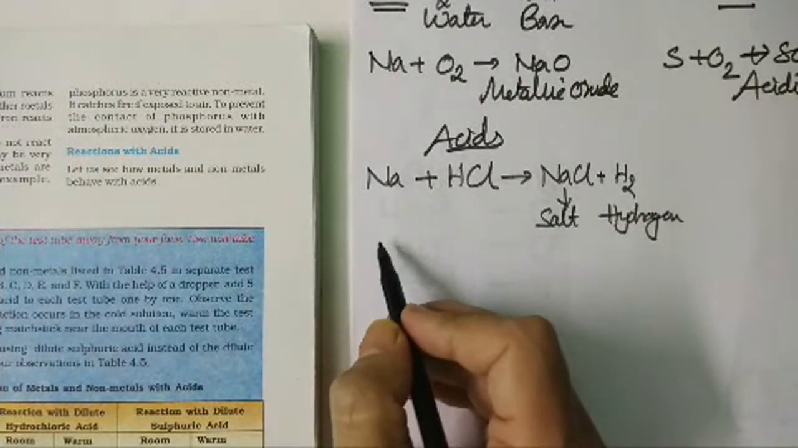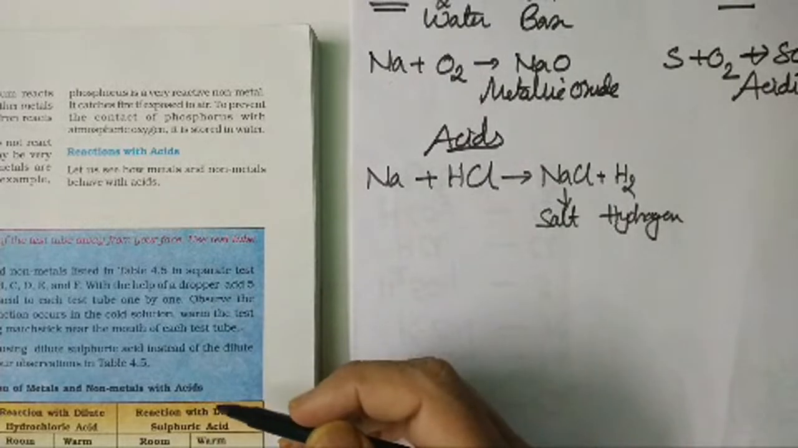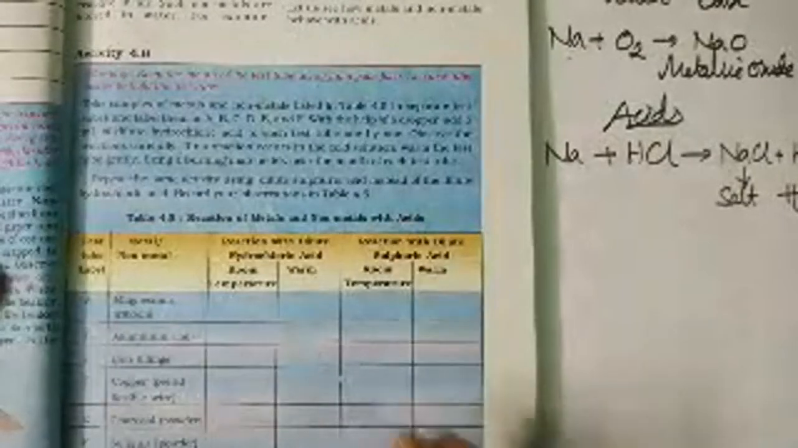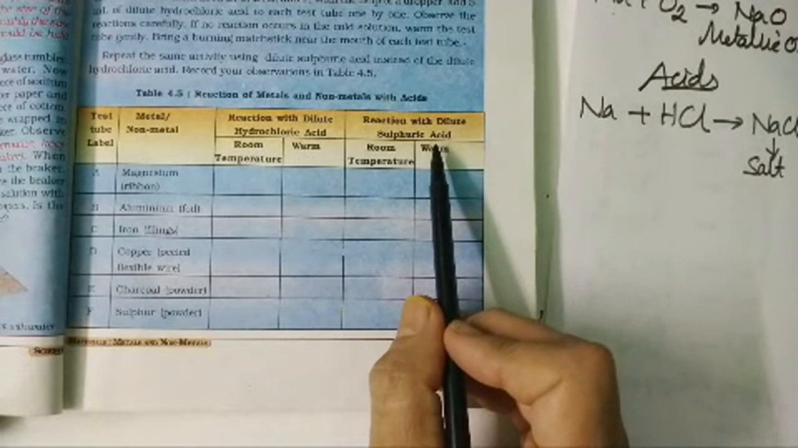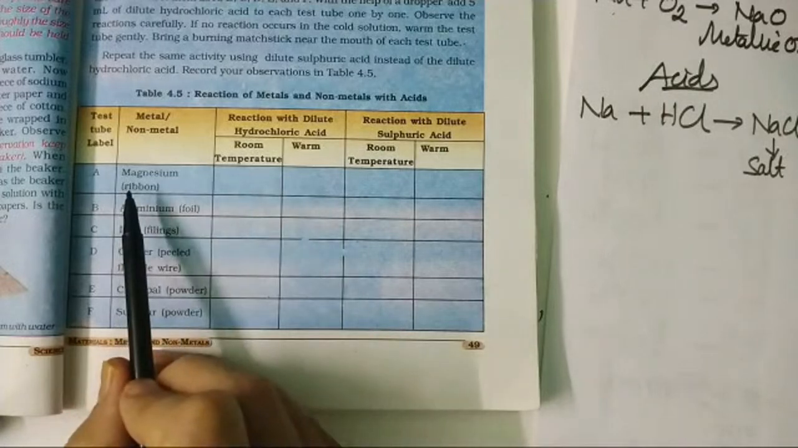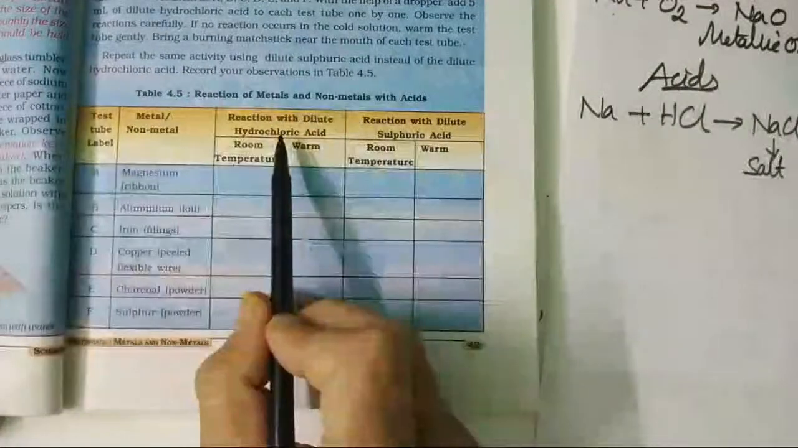So if we take another example, here in the book they have given different examples. The example given is in this table. What is the reaction of metal? Take samples of metal and non-metals listed in table 4.5. There are some metals mentioned here: magnesium ribbon. How will it react with dilute hydrochloric acid and how will it react with dilute sulfuric acid? So this is a comparison which has to be done. How will magnesium react with dilute hydrochloric acid?